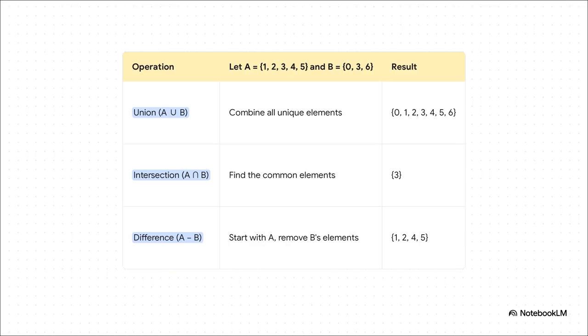You just dump them all together. You get 0, 1, 2, 3, 4, 5, 6. Simple. Their intersection? Well, you look for what they have in common. The only number in both sets is 3.